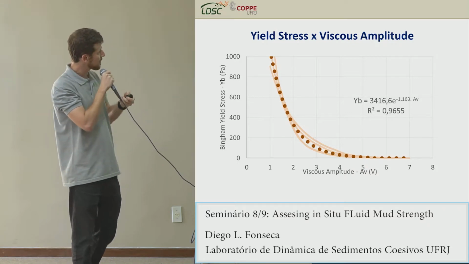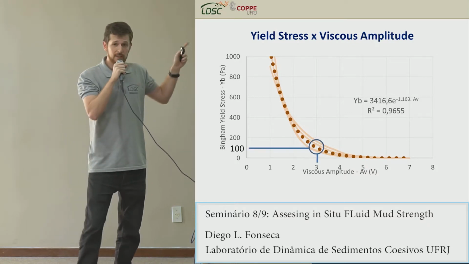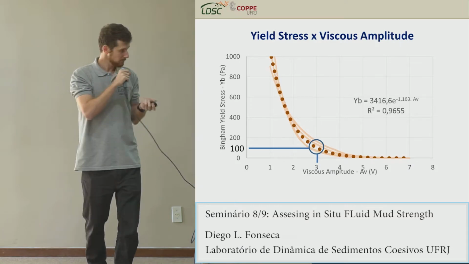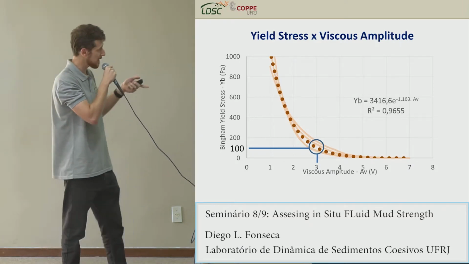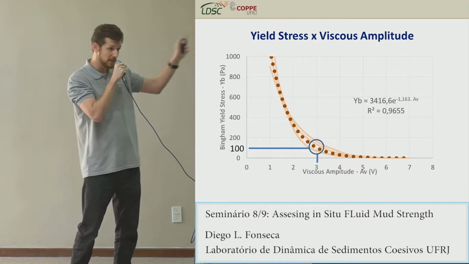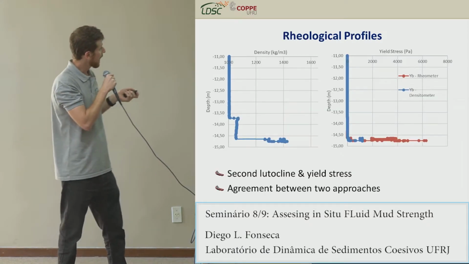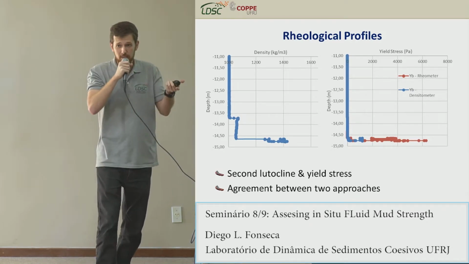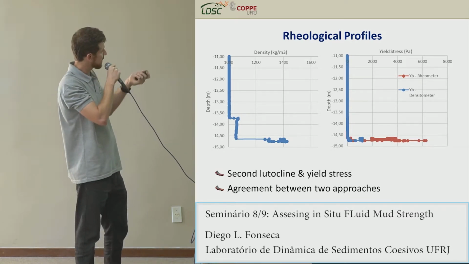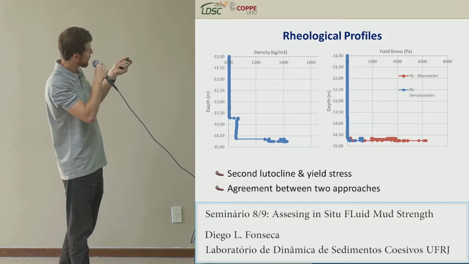So with this correlation, using only Itajaí and Amazon samples, because we had many samples from Itajaí and from the other locations, we use just samples from Itajaí and Amazon here for this correlation. And then we put this correlation with Rio Grande samples to try to validate the approach. And here we can see the density profile in terms of depth.